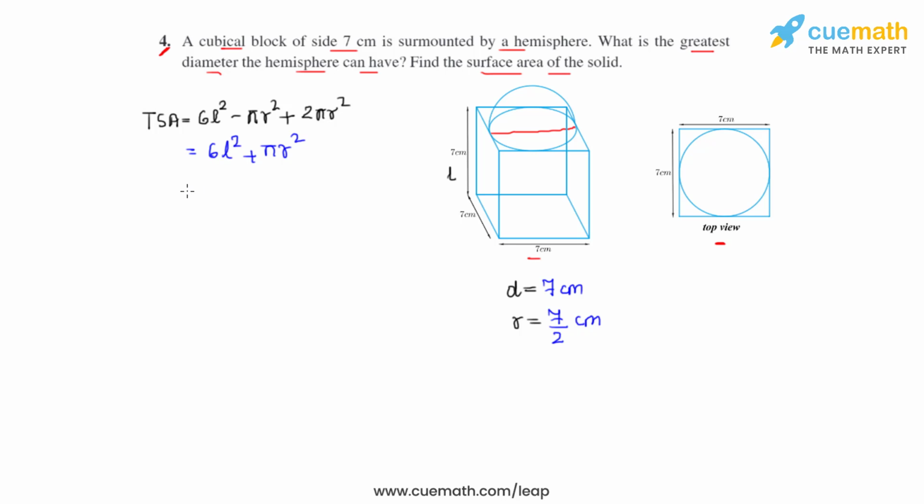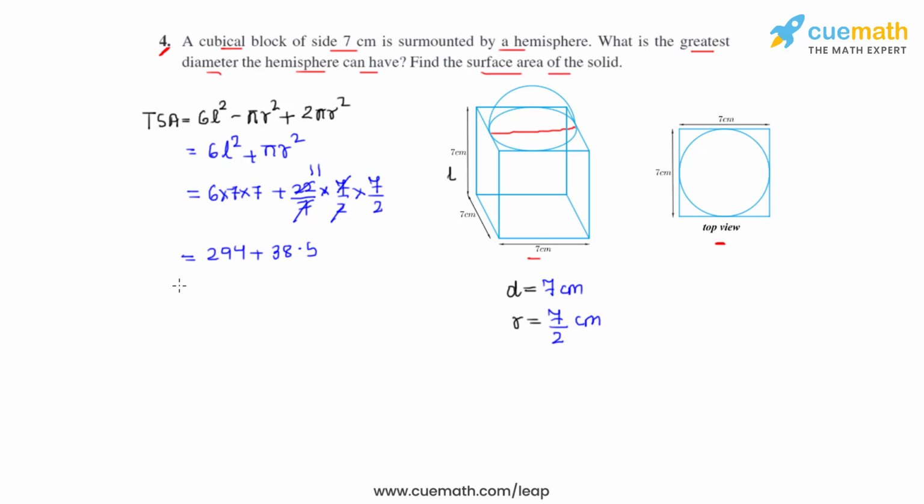Now let's substitute the values. We write it as 6 times 7 times 7 plus pi, which can be substituted by 22 by 7, times r squared, where r is 7 by 2 as calculated in the first part. Now we'll simplify it. 7 sevens are 49, and 49 times 6 gives us 294. For the next part, we can cancel out 7 and 7, 2 and 22 with 11, and 7 by 2 will be 3.5. So 3.5 when multiplied with 11 will give us 38.5.